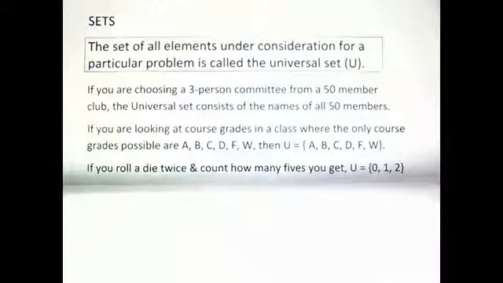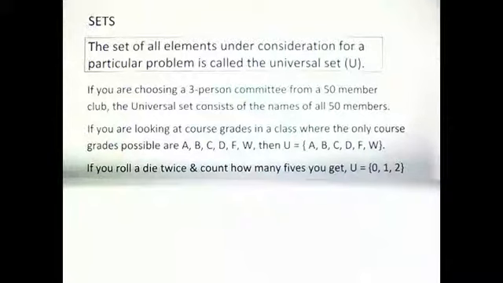Third example. Suppose I'm rolling a die, just an ordinary die with 1 through 6 on the sides, and I'm going to roll it twice, and I'm going to count how many 5s I get. Well, what are the possibilities? I could roll it twice and not get a single 5, so that would be 0 5s. I could roll it twice and only get 1 5. I could roll twice and get 5 both times. But I can't roll 5 3 times because I'm only rolling the die twice. So the universal set would simply consist of the numbers 0, 1, and 2.